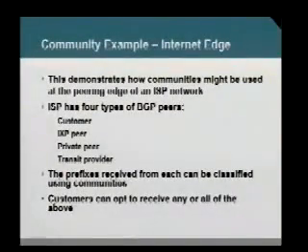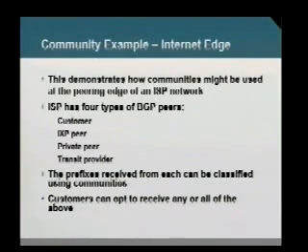The second example, you can set the communities at the internet edge. And this demonstrates how they might be used at the peering edge of an ISP network. The ISP's got 4 types of BGP relationships. I've called it peers here, but 4 BGP relationships. It could be with a customer, it could be with an exchange point peer, it could be a private peer, it could be a transit provider.